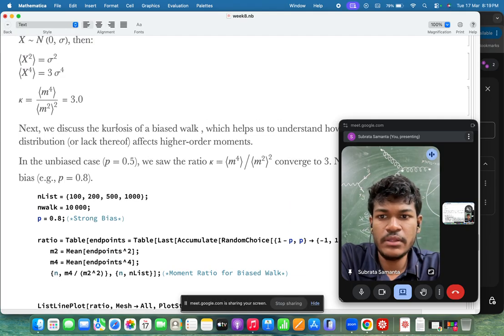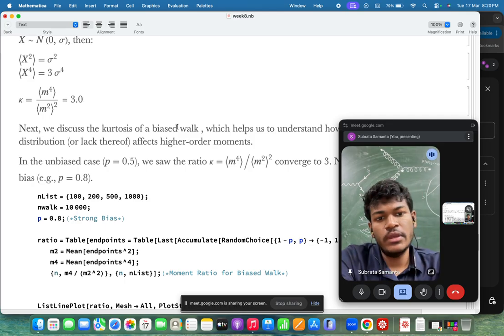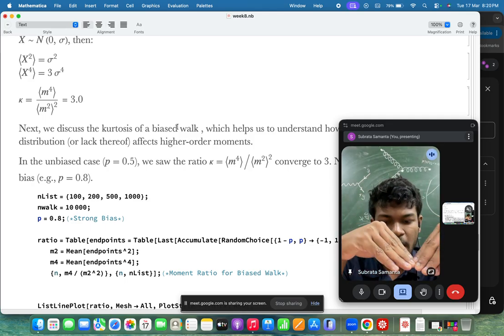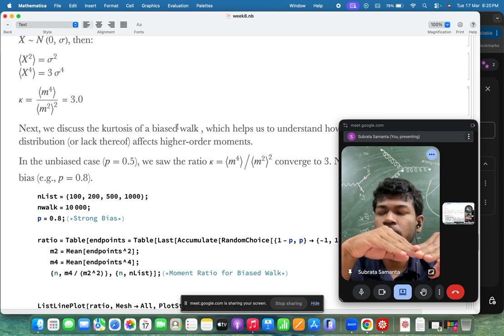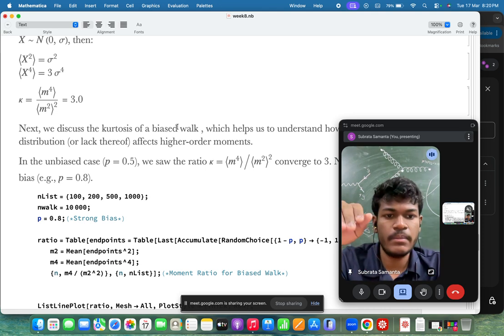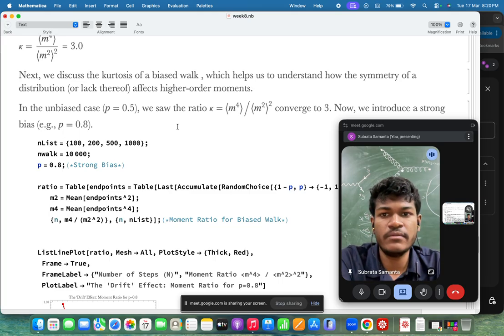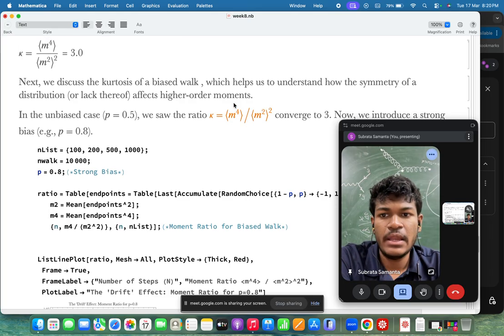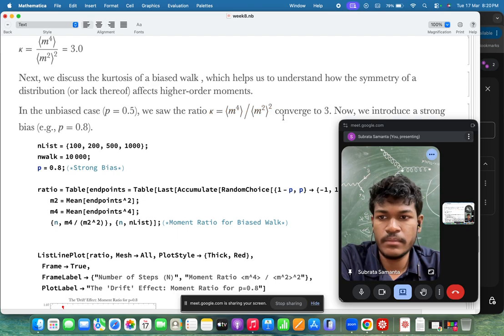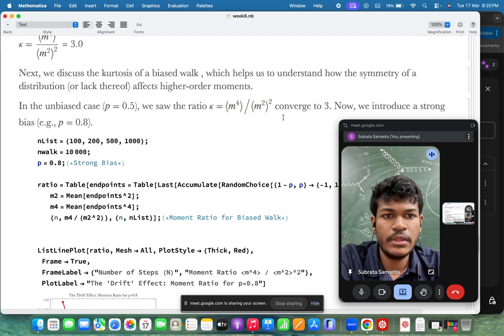So, next we calculate the kurtosis of a biased walk. Initially I assumed that both directions have the same probability, but now I move to a biased problem, and then I calculate the same thing. The kappa is basically the ratio of the average of m to the power 4 and the average of m square, squared, right. And let us see if this converges to 3 or not. So, we introduce a strong bias.